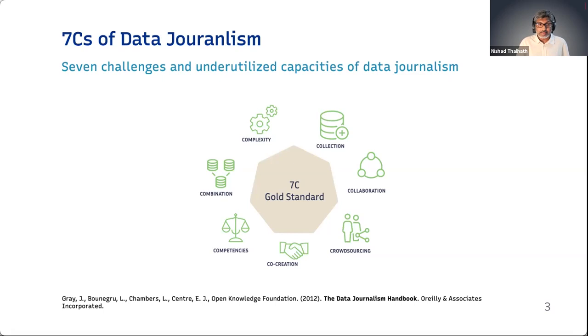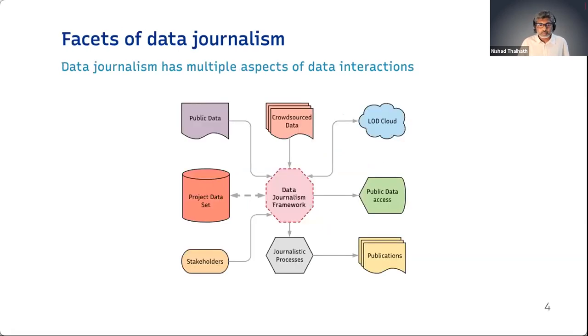Among all these seven C's, you can see that crowdsourcing, combination, collection, and complexity are directly related to the scope of linked open data or knowledge graphs. And potentially we find that there is scope for us to apply some of our investigations and findings about application profiles and try to make some progress there.